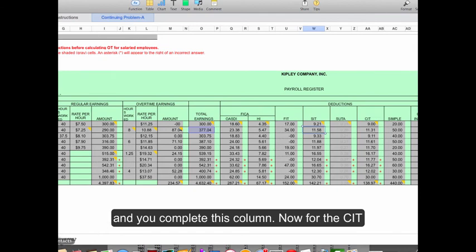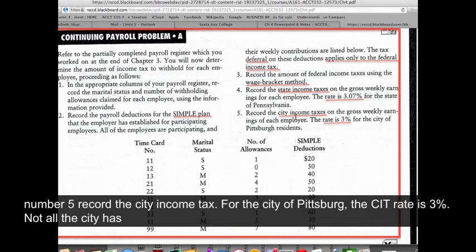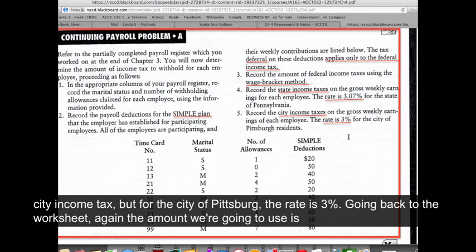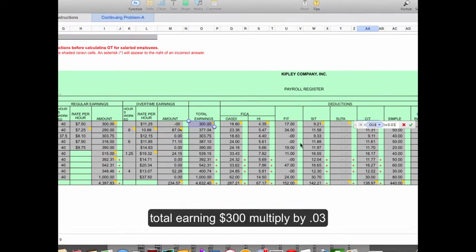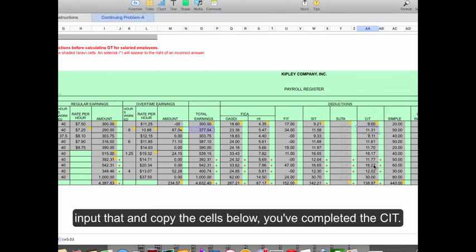Now for the CIT, number 5, record the city income tax. For the city of Pittsburgh, the city income tax rate is 3%. Now not all cities have city income tax, but for the city of Pittsburgh, the rate is 3%. Going back to the worksheet, again, the amount we're going to use is the total earnings, 300, multiplied by 0.03. Input that and copy the cells below, and you complete the CIT.